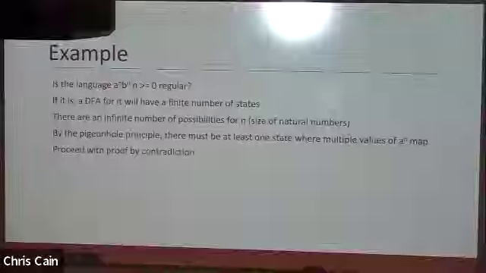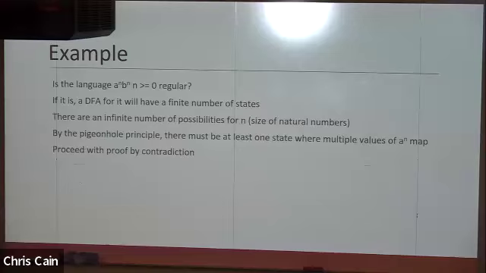So in general, from this point, we will just proceed with a proof by contradiction. We're going to assume that this is possible. Awesome. We can represent a to the n, b to the n in a finite number of states. Proceeding with that, we will create a logical contradiction by logic.